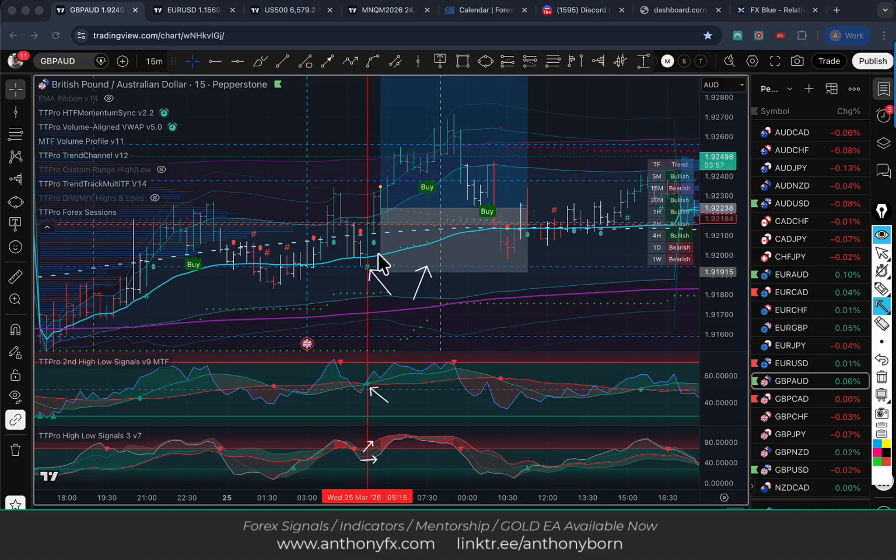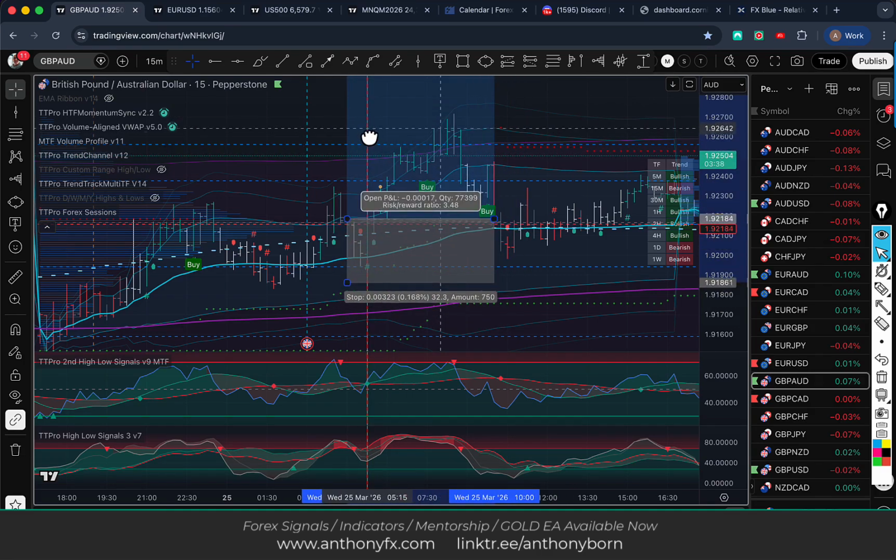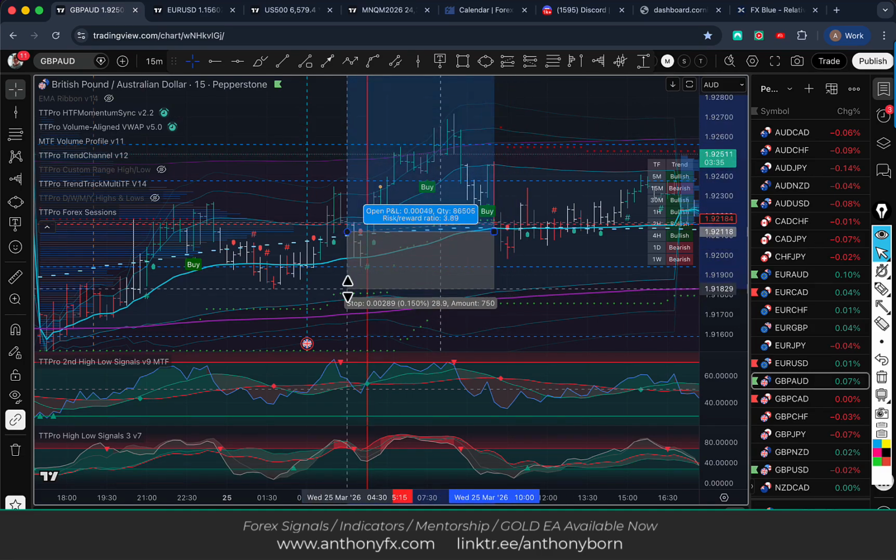All right, so you could have taken this break of the line, pull back into the line right here. That was exactly what I was talking about. So just keep an eye on these indicators for your clues. Either way, I mean, you would have got away with that. If you did enter back in here on the pullback, your stop loss just goes under the previous low.